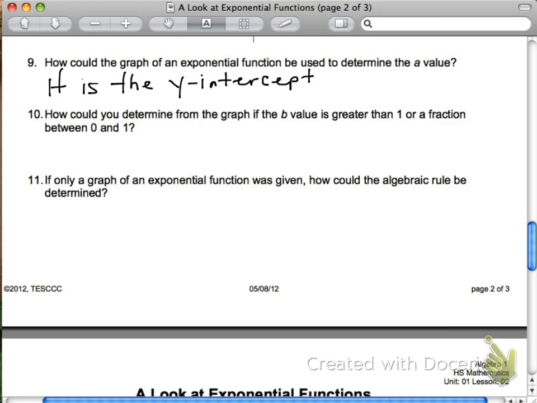How can you determine from the graph if the B value is greater than 1, or if it's a fraction between 0 and 1? It decays. Okay, so growth tells me it's higher than 1. So growth is B greater than 1, and decay is B greater than 0 but less than 1. That's how you would write that. Growth and decay.